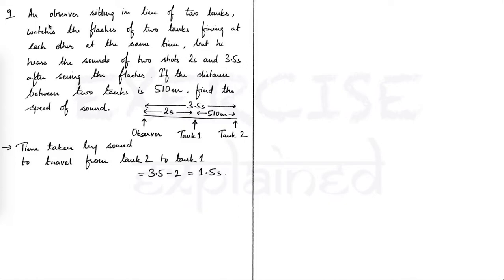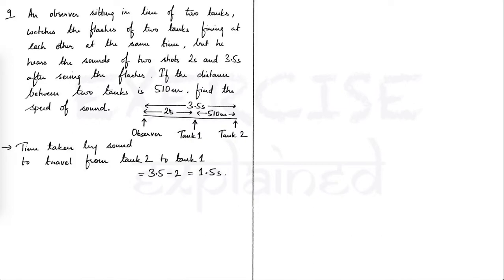So let's start with it. An observer sitting in the line of two tanks watches the flashes of two tanks firing at each other. So the observer is sitting somewhere here and these two tanks are firing at each other at the same time. Now both of them fire at the same time, but he hears the sound of the two shots 2 seconds and 3.5 seconds after seeing the flashes.